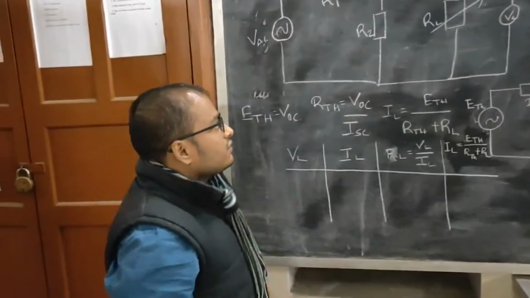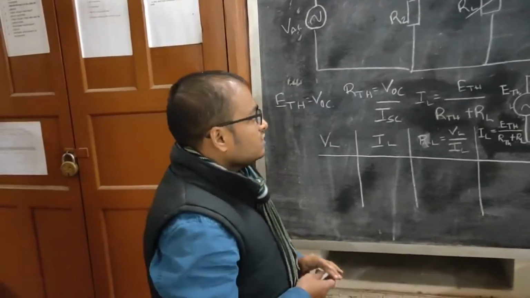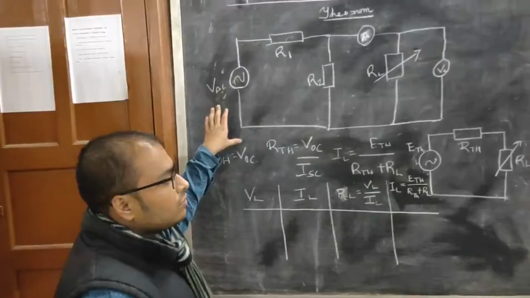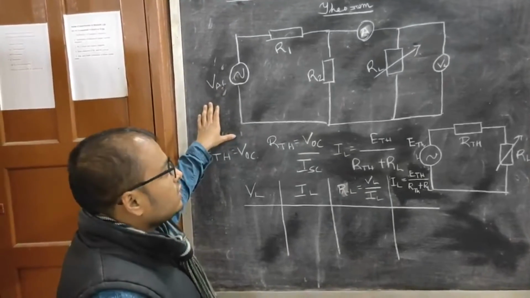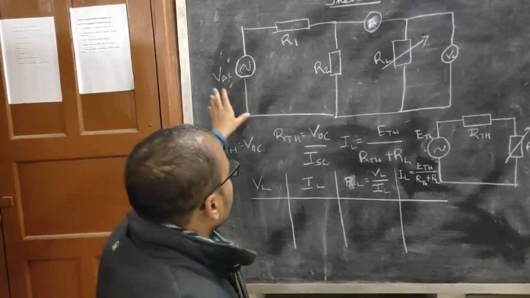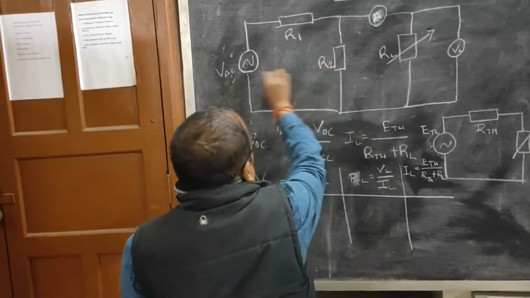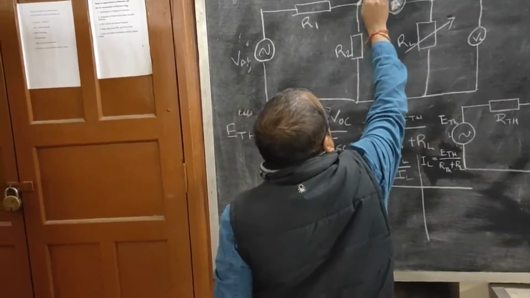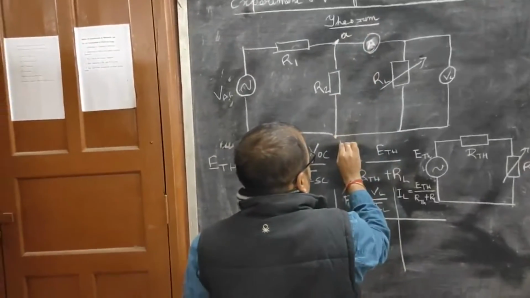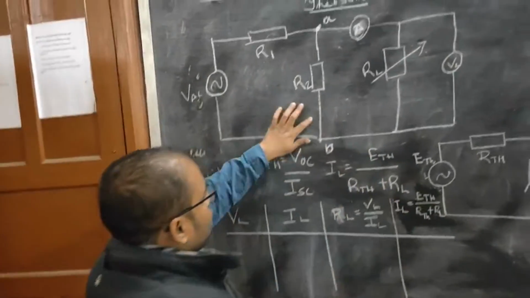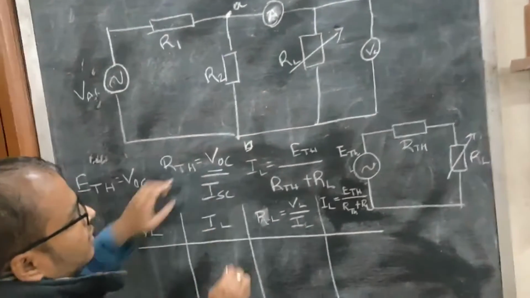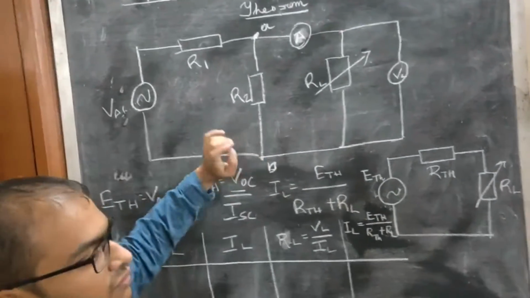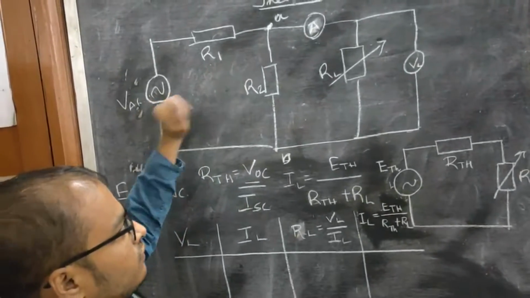You would have studied this Thevenin's theorem in your theory class. In this laboratory experiment, you will be experimentally verifying Thevenin's theorem. At first, we will be connecting only R1 and R2 across the AC source, and we will be measuring across these A and B terminals. We will be measuring the open circuit voltage, which is VOC. We will be connecting a voltmeter across these terminals, and we will be measuring the open circuit voltage VOC.